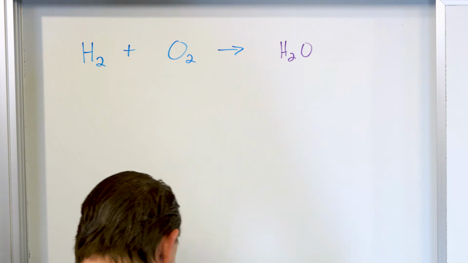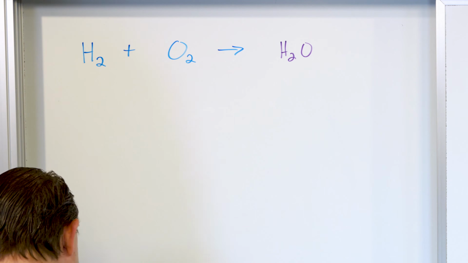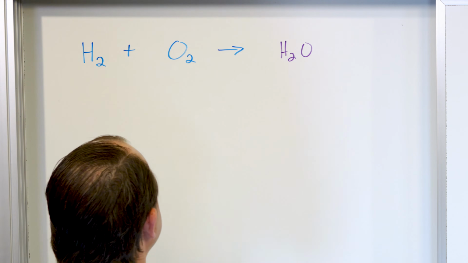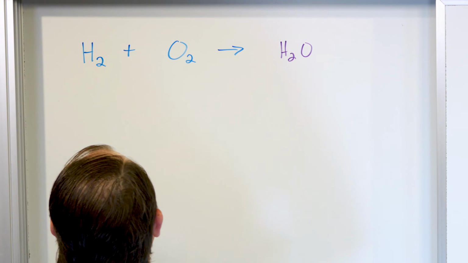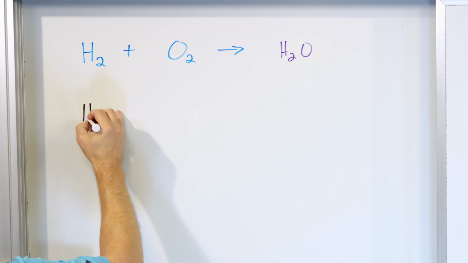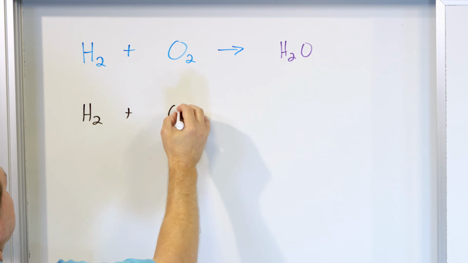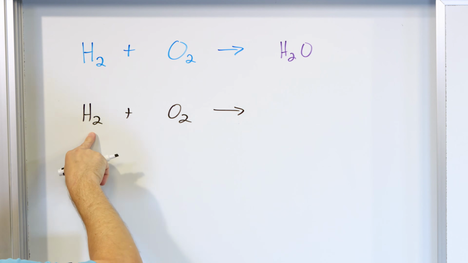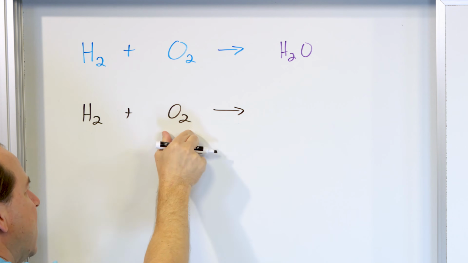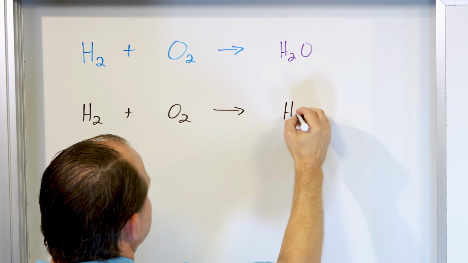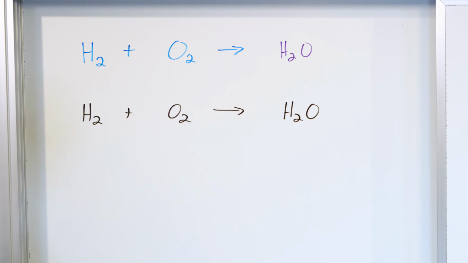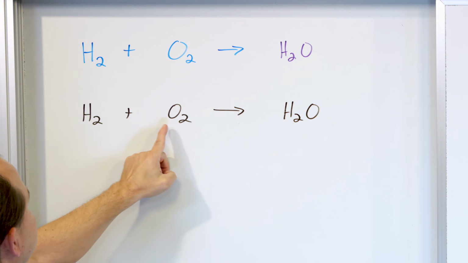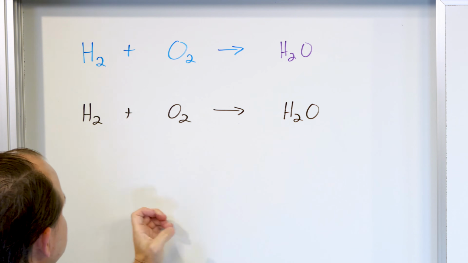So what we have to do now is learn that this is what we call an unbalanced reaction. We have to learn how to balance this chemical reaction. So let's write down the exact same thing. And this arrow means yield. So this is H2 molecule plus O2 molecule yields something we call H2O. Now, notice that each of these things have subscripts. This is a 2, this is a 2, this is a 2.